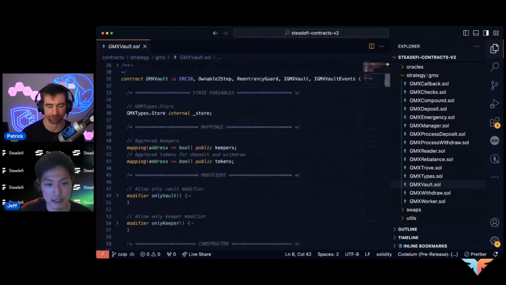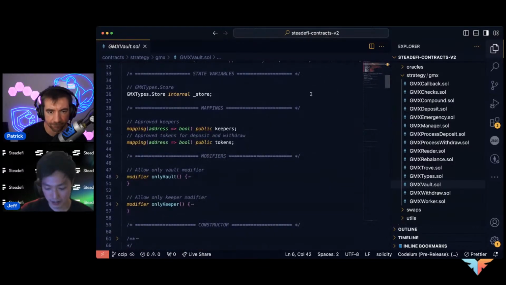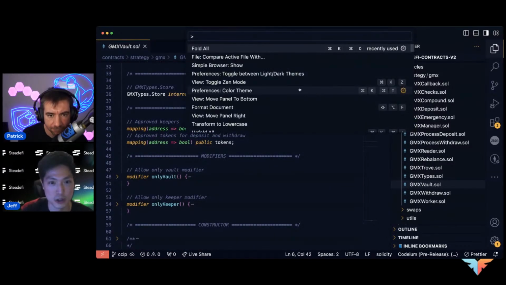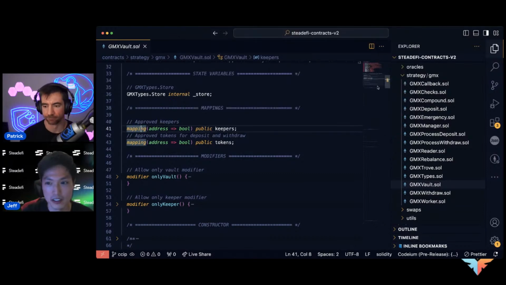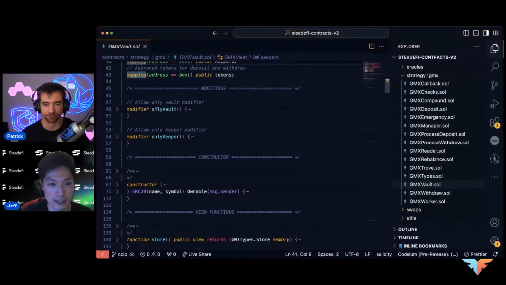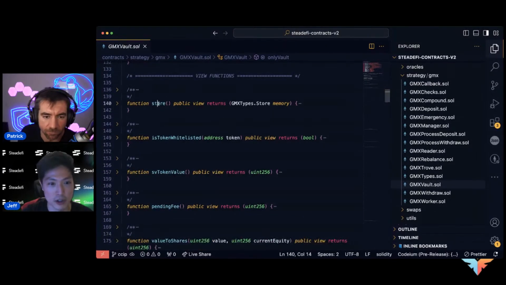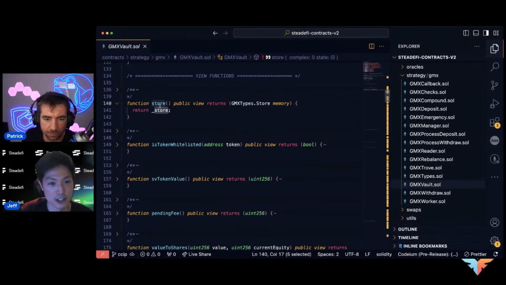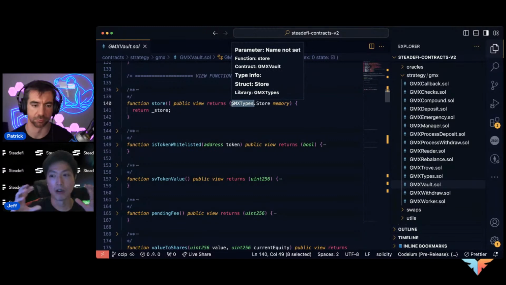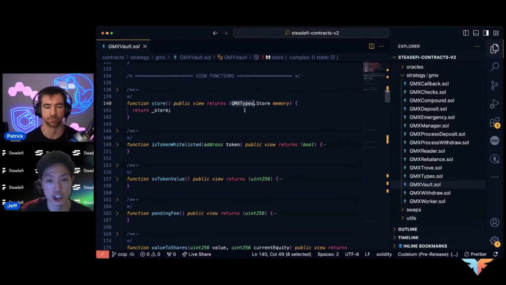So check this out. I do recommend doing this, for those of you using VS Code: fold your code. It might be useful to just look at what the various functions are here first. So we have a store function here. The store function basically just returns the store. And remember how we talked about this, we try to pack all of our variables into a struct. So this is what it's essentially doing.